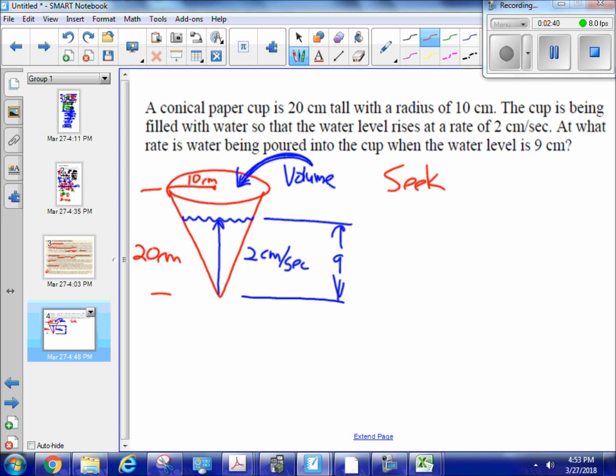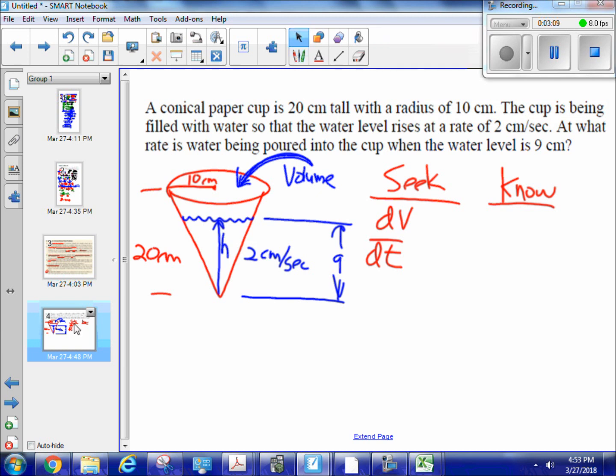Okay, so what do I seek? At what rate is water being poured into the cup? I am seeking dV/dt. I'm seeking the rate of change of volume, how much water I am pouring into the cup over time. What do I know? Well, I know a few things here. Let's call this 9 centimeters h, because that's the height of the water. So we know that h is equal to 9, but that's a changing figure. That's not static.